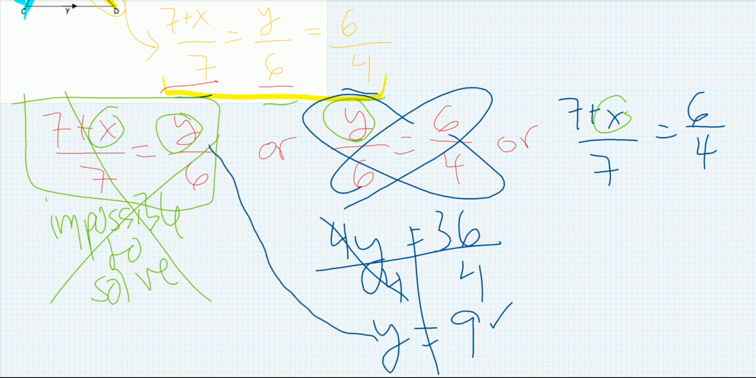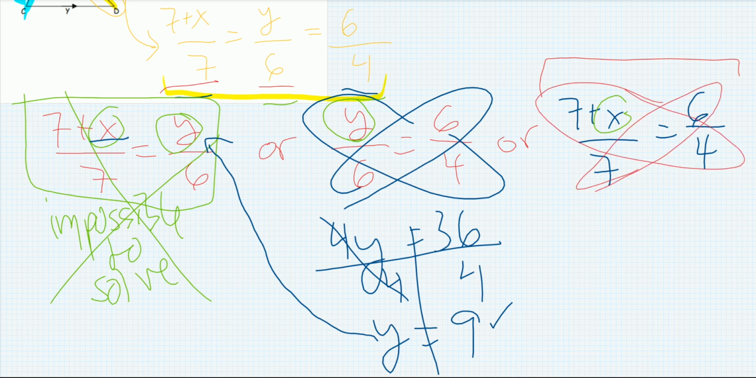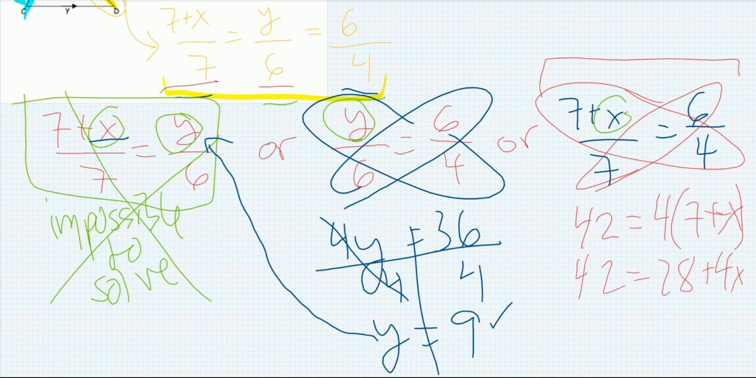You can plug in the y in here, and now this problem actually you can solve it because you only have one variable, which is x. Or you can just go back to this here and cross multiply and do the work. So that's what I'm going to go ahead and do. Okay, so it'd be 7 times 6, which is 42, is equal to 4 parentheses 7 plus x. Remember, I'm going to write the parentheses every single time. 42 equals 28 plus 4x.